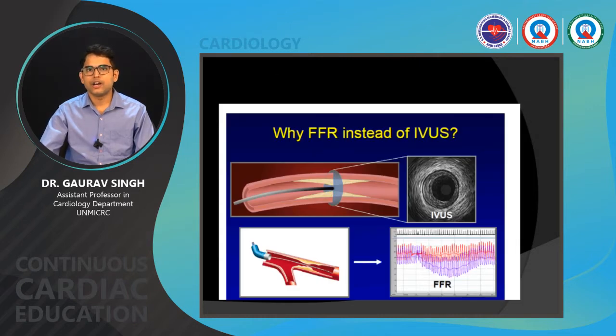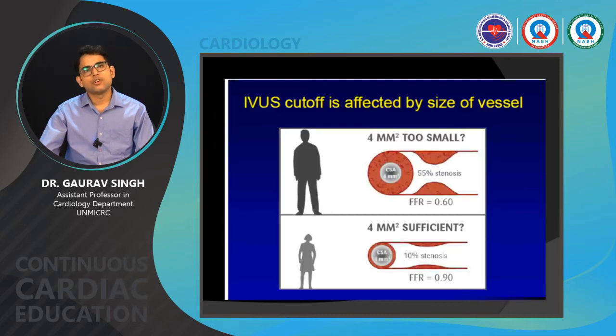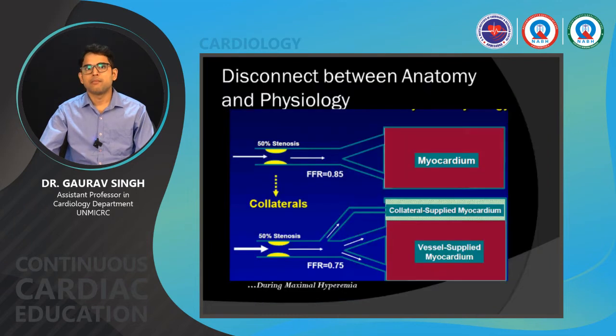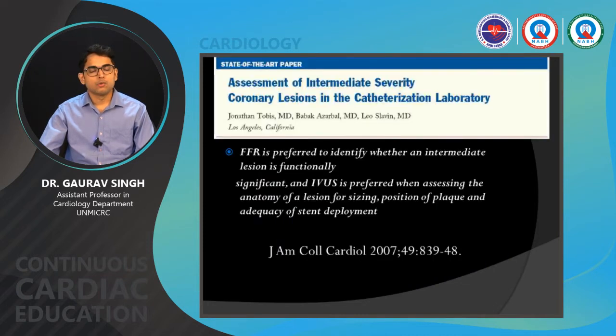So why FFR instead of IVUS? We already discussed. IVUS is basically for anatomical mapping and it depends upon a patient's body habitus, and there is a disconnect between the anatomy and physiology if you go by IVUS only. So FFR and IVUS are totally different. One is for physiological measurement and another is for anatomical measurement.